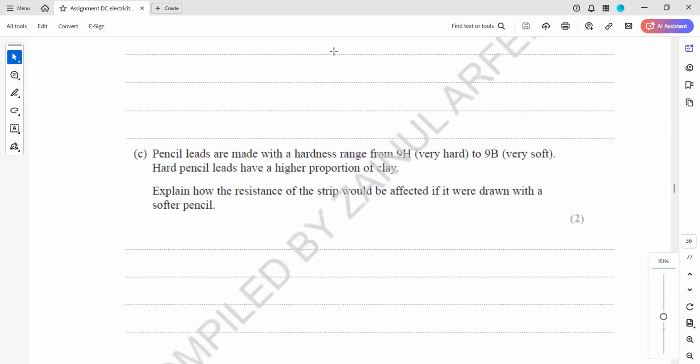The next part: the pencil leads are made with a hardness range. You may have seen the labels on the pencils, like 9H to 9B. 9H is very hard and 9B is very soft. Hard pencils have a greater proportion of clay. Explain how the resistance of the strip would be affected if it was drawn with a softer pencil. A softer pencil will have a small proportion of clay and a greater proportion of graphite.